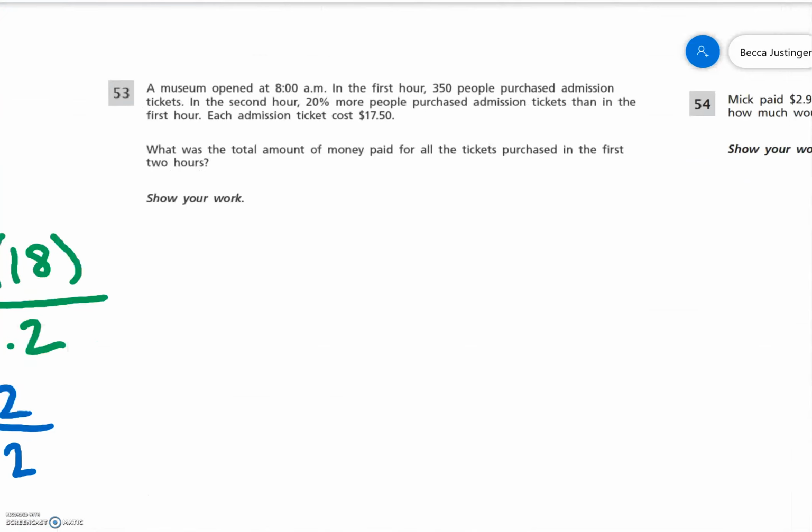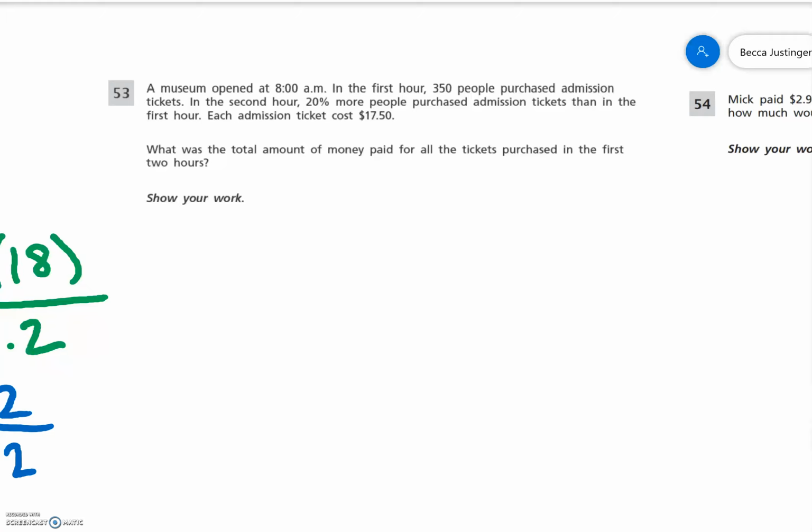Number 53, a museum opened at 8 a.m. In the first hour, 350 people purchased admission tickets. In the second hour, 20% more people purchased admission tickets than in the first hour. Each admission ticket cost $17.50. What was the total amount of money paid for all the tickets purchased in the first 2 hours?